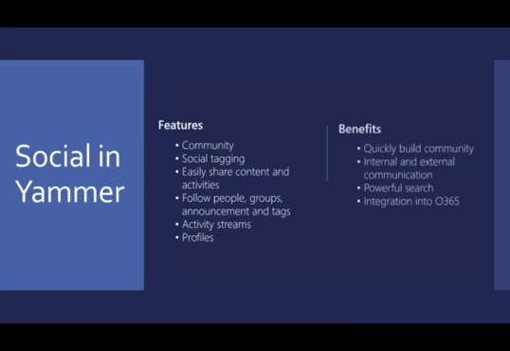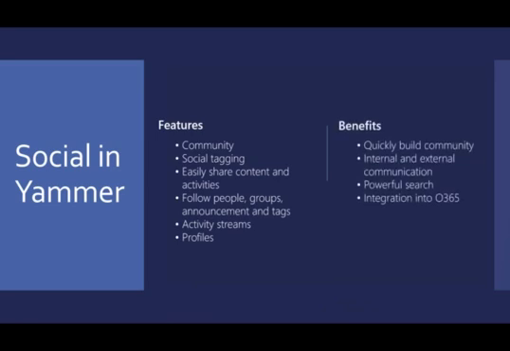Now, using Yammer socially has a number of benefits that allow you to build out community, to add context to data and to your conversations through tagging, by pulling people into conversations. It has that powerful search, and now the integration into Office 365. And I'm not going to get into all of the integrations there, but Yammer plays a more and more important part in the ongoing innovation that's happening within Office 365.